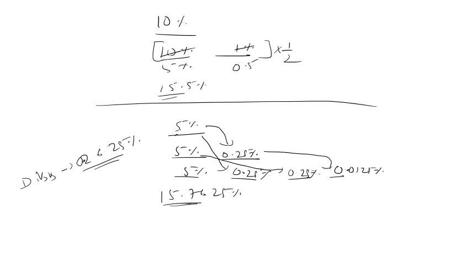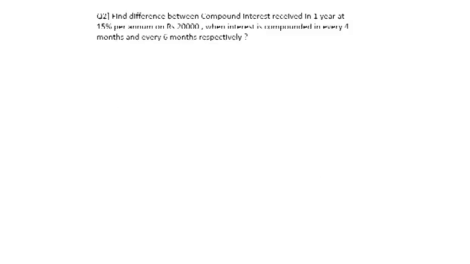0.2625% of principal 10,000, so that will be 26.25. I simply did 0.2625, meaning 0.2625 by 100 into 10,000, that will come out to be 26.25. I hope this part is clear. This is method 2. Now let's move to the next question.